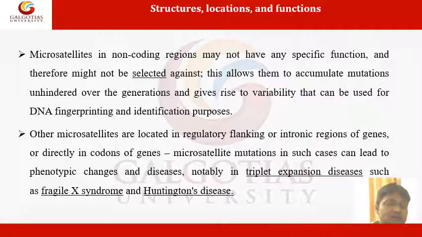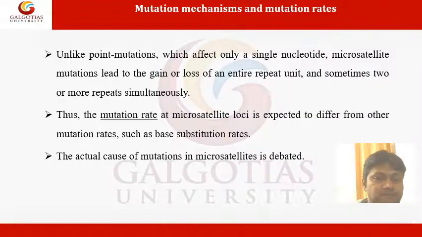Other microsatellites are located in the regulatory flanking or intronic regions of the genes, or directly in codons of the genes. Microsatellite mutations in such cases can lead to phenotypic changes and diseases, notably in triplet expansions. Diseases such as Fragile X syndrome and Huntington's disease.